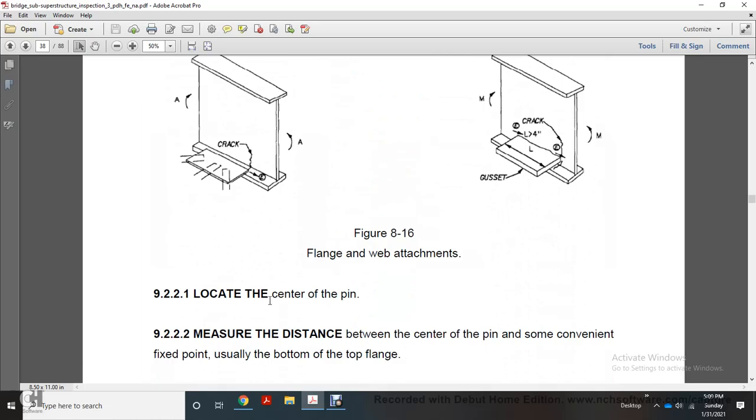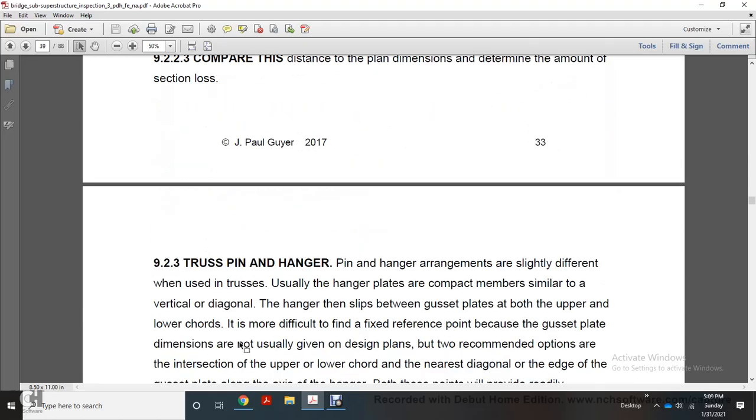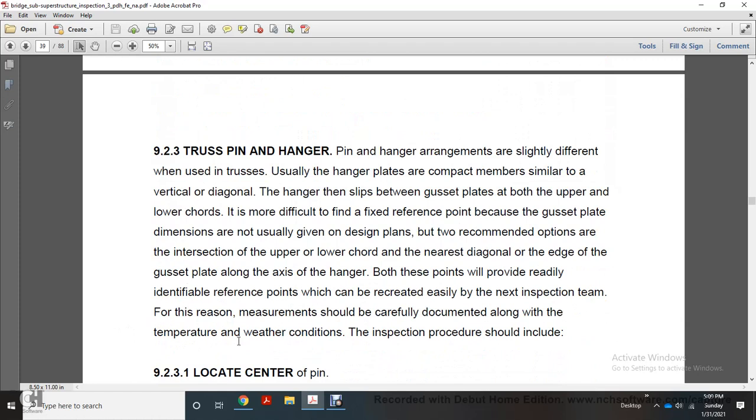Locate the center of the pin, measure the distance between the center of the pin and some convenient fixed point, usually the bottom or top of the flange. Compare the distance to the plan dimension to determine the amount of section loss. Truss pin and hanger.